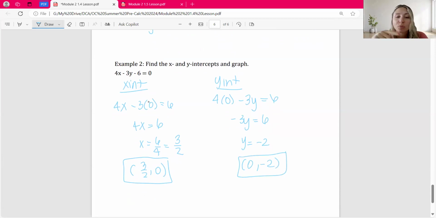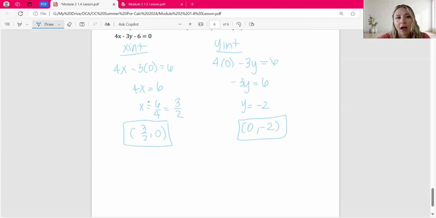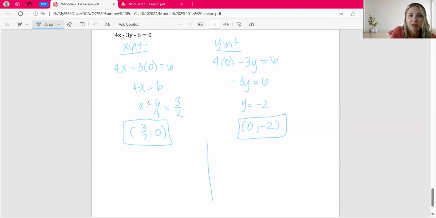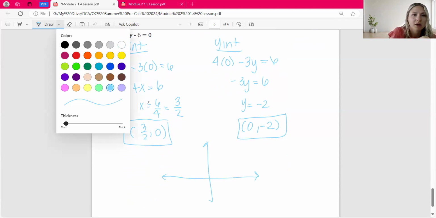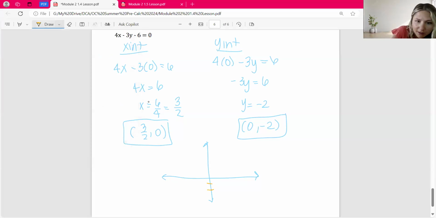And then we can use 2 points. That's all we need to graph a line. So very rough sketch here. Here's my coordinate plane, and I can plot some points here. If my y-intercept is (0, -2), I'll throw a y-intercept down here. And then if my x-intercept is (3/2, 0), I'm going to throw that right here. And we can use that to draw a quick sketch of this line, 4x minus 3y minus 6 equals 0.